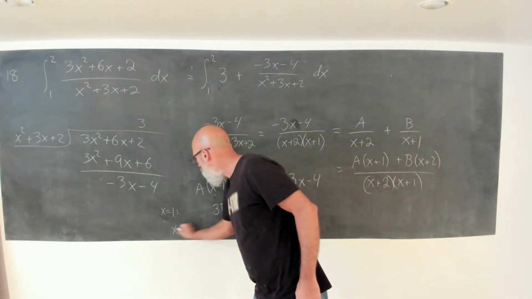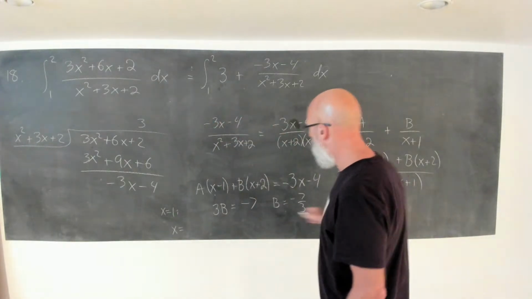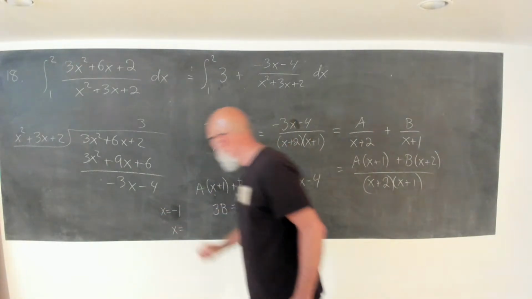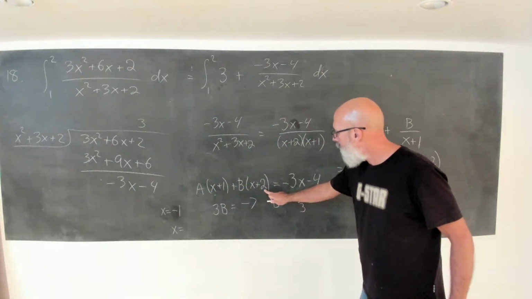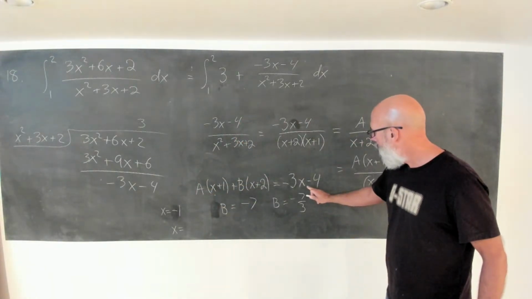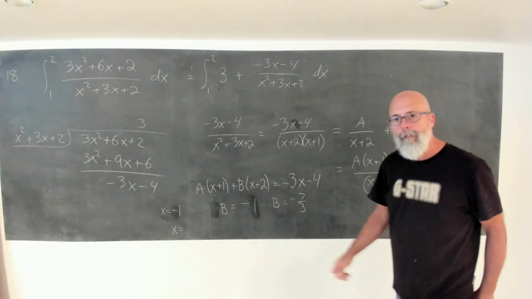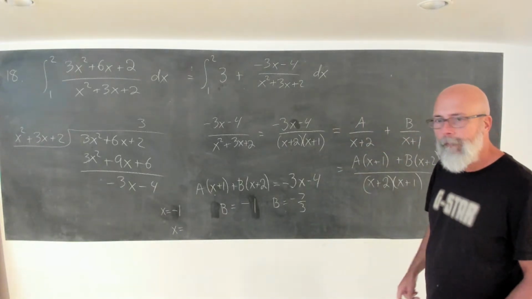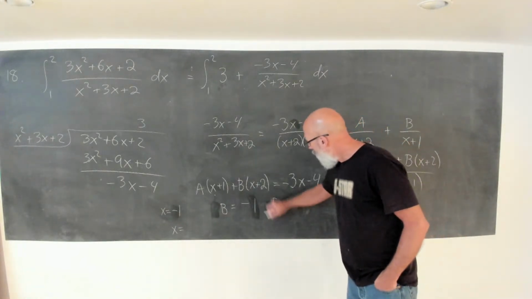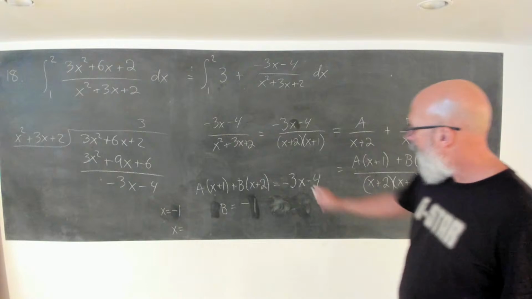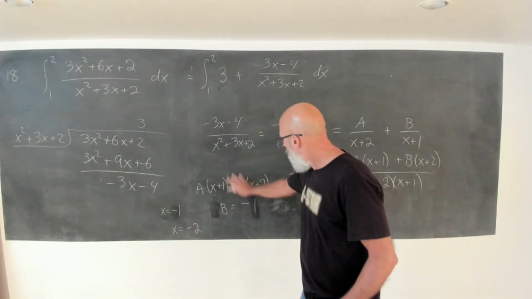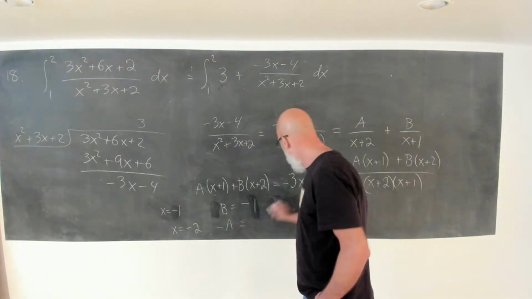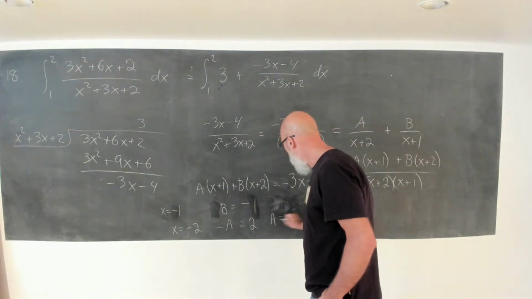Sorry. This should have been a plus. So you don't want x equals 1, you want x equals -1 to get rid of that. And when x is -1, you just get B. B equals -1. Thank you, Olivia. Sammy, thank you. And when x is -2, that's gone. So you get -A equals, this is 6 minus 4 is 2. So A is -2.